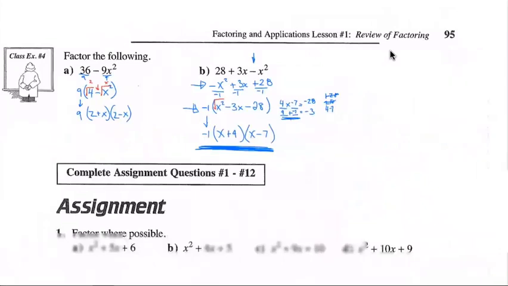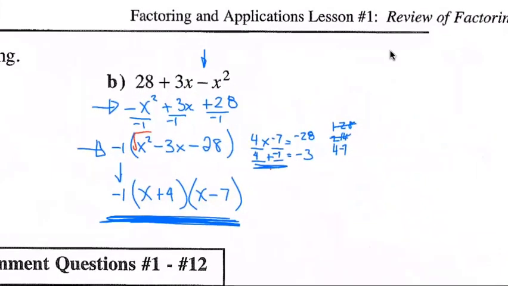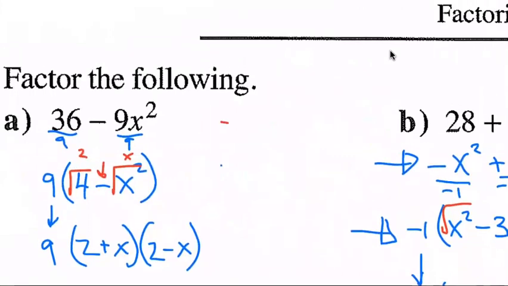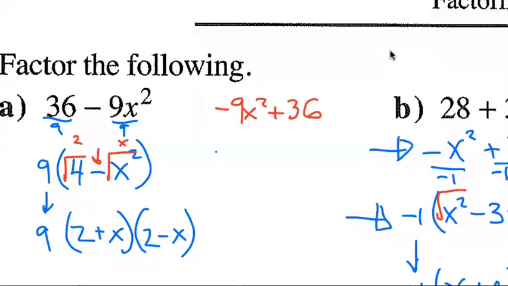Okay, so for me, I always rewrite my polynomials in the order I want them to be in. So I would have rewritten this one straight away too. Even if I did rewrite this one, this is what it would look like. I'm now going to rearrange it to -9x squared plus 36. This time my greatest common factor is going to be -9. That's going to give me x squared minus 36.